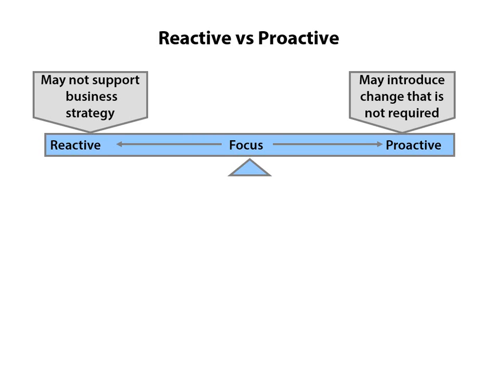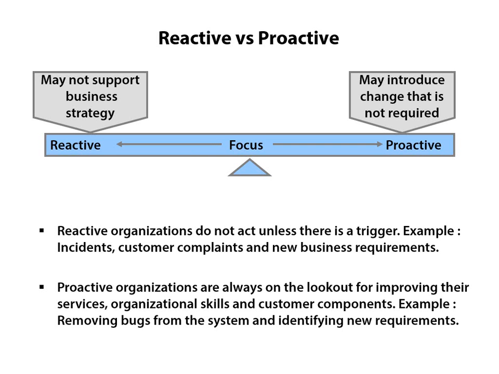We are talking about balance today. And by now, after going through the earlier three balances, you would have assumed that you need to be somewhere between reactivity and proactivity. Yes, indeed, that is where organizations need to stand. Reactive organizations typically do not act unless there is a trigger. The trigger could be services going down, which is nothing but an incident, a customer complaining about IT services, or a customer coming in with new business requirements.